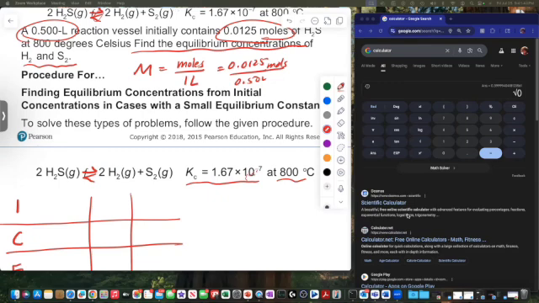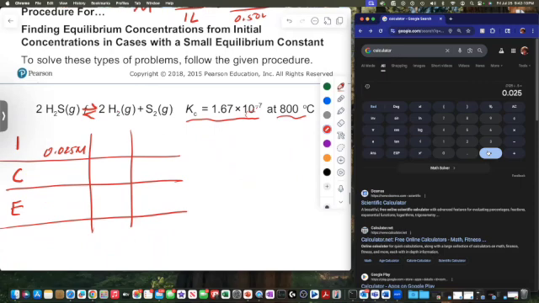So I'll try to use my calculator here. Oops, I think I had something else here. So I did some different math. 0.0125 divided by 0.5 gives us 0.025. So I will write that over here, 0.025 molar. That would be our initial concentration, right?